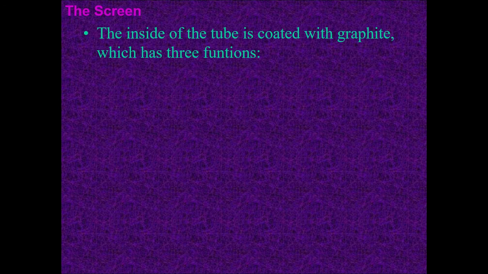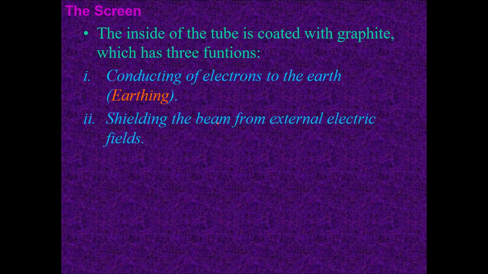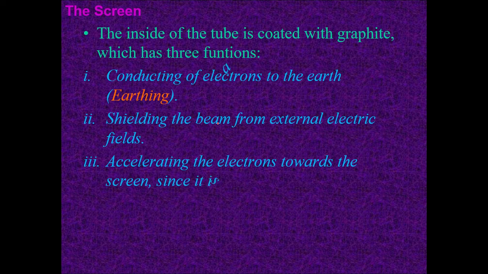So the inside of the tube is coated with graphite, which has three specific functions. Number one, conducting the electrons to the earth. That simply means earthing, so that the moment they hit the screen, they don't remain on the screen, they are earthed. Number two, shielding the beam from external electric fields, which can disrupt our image. So it shields that. And number three, accelerating the electrons towards the screen, since it has the same potential as the anode.